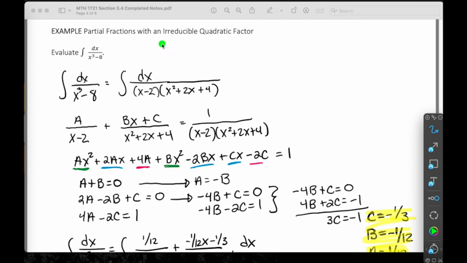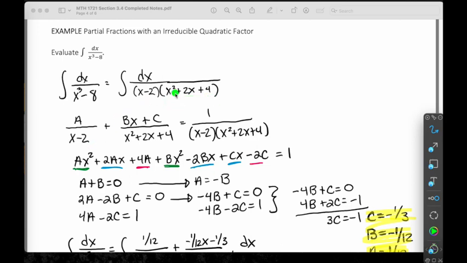Here we have another example of using the partial fractions method with an irreducible quadratic factor. But in this example, it gets more complicated, and we'll see why here. So we have to integrate dx over x to the third minus 8. And so when we factor the denominator, we get (x - 2) times (x squared + 2x + 4). Now, this is a linear factor. This is not a linear factor, and I cannot factor this anymore over the reals.